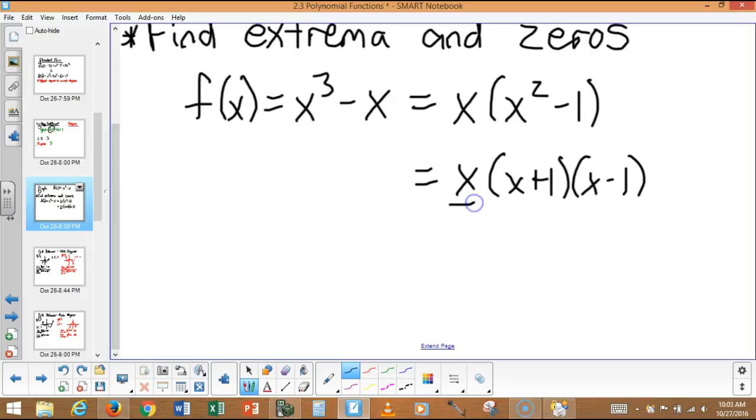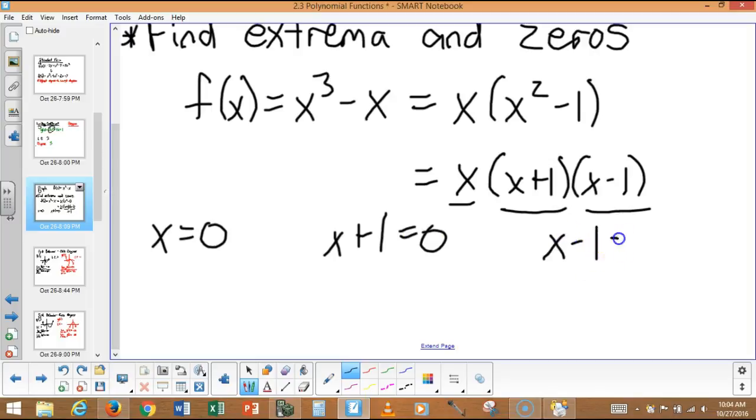So now I have my 3 factors. If we're trying to find the zeros of these factors, it simply means we're going to set each of those factors equal to 0. So we get x equals 0, x plus 1 equals 0, and x minus 1 equals 0. We solve these. X equals 0, x equals -1, and x equals 1. So 2 different ways we can find the zeros. First way, we found it graphically. Now we found it algebraically.